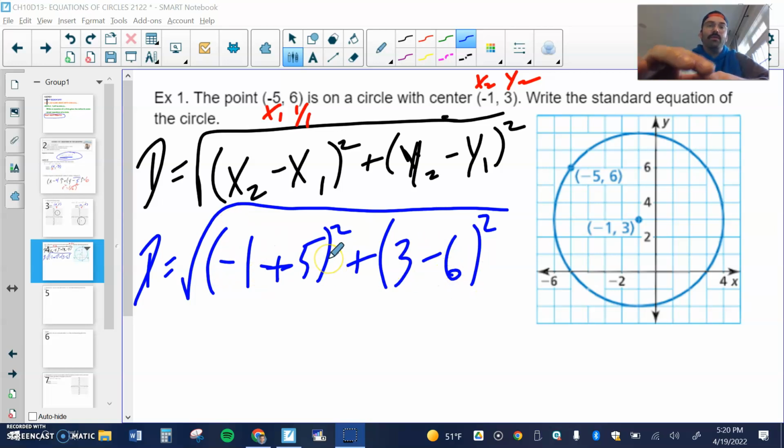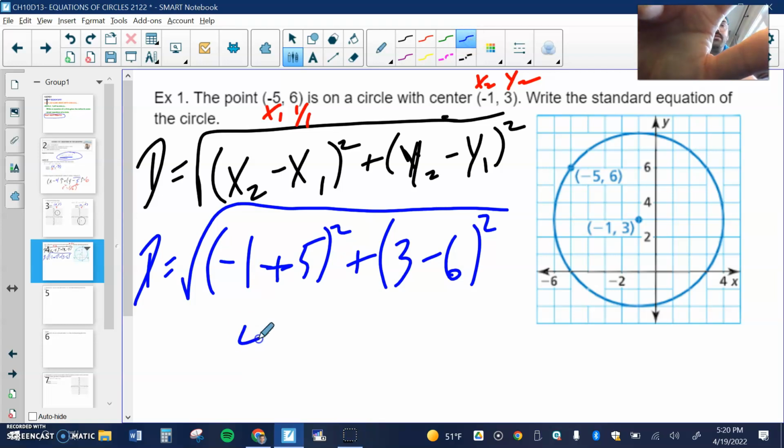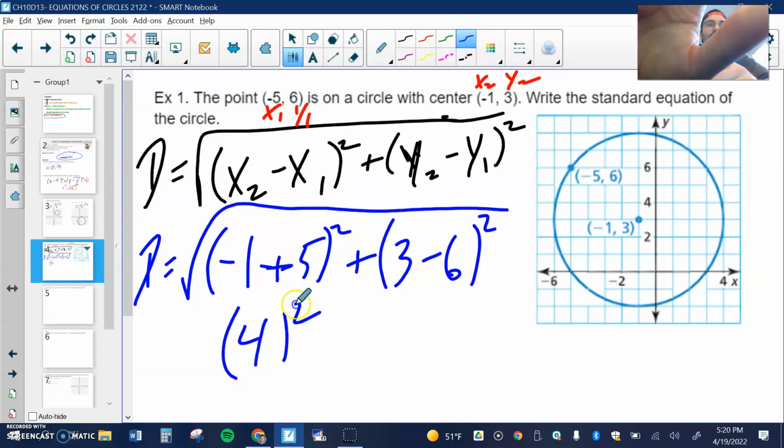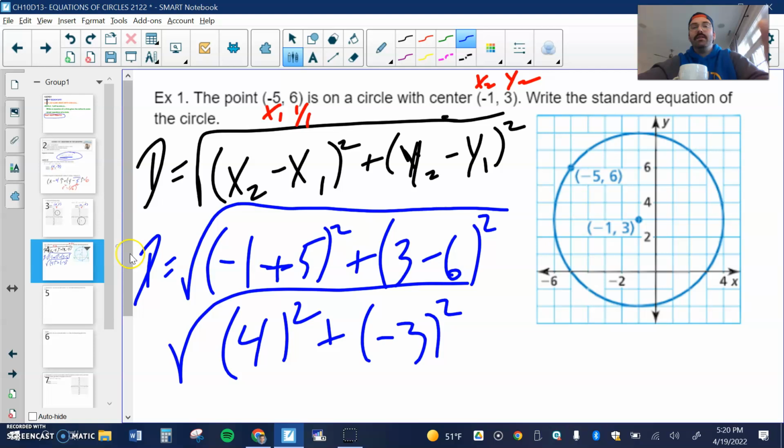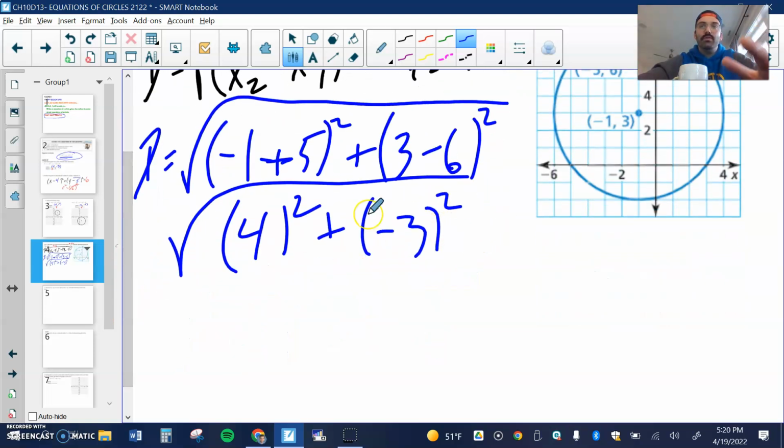So this is -1 plus 5, which is 4 squared, plus -3 squared. Now here's a common mistake. When you plug this into your calculator, use parentheses. I cannot stress this enough. I cannot tell you how many people got points taken off for this in the past. In this class, this has happened this year.